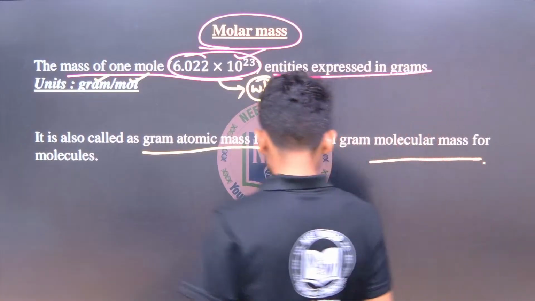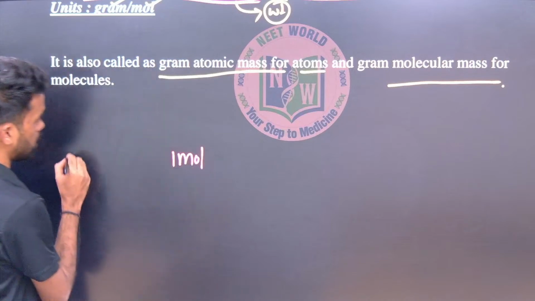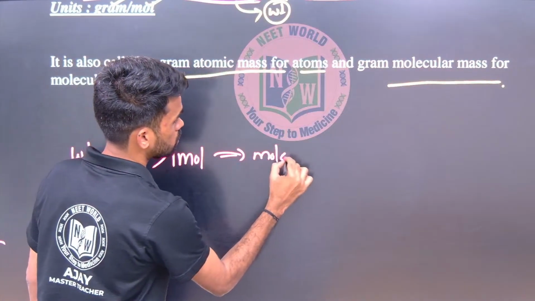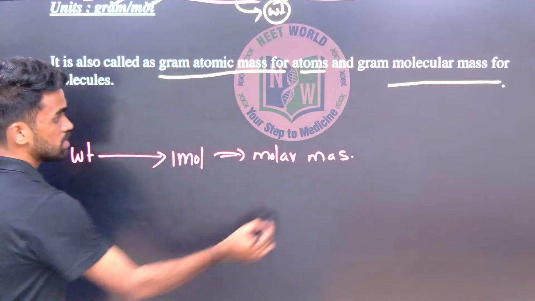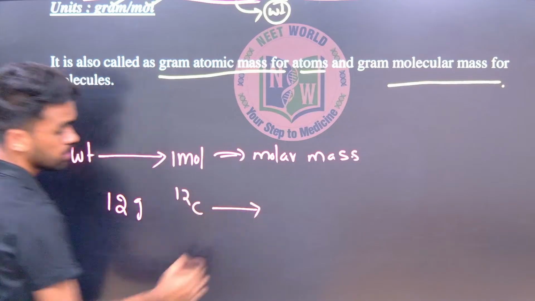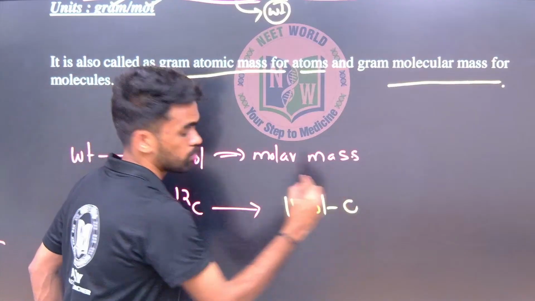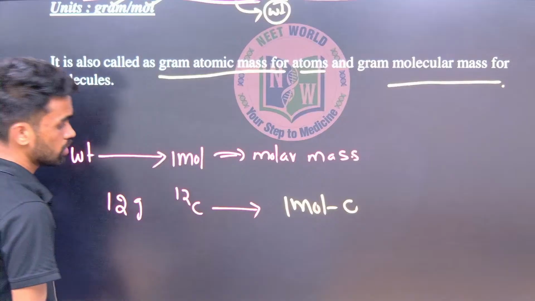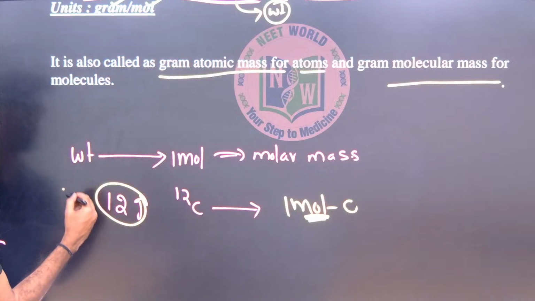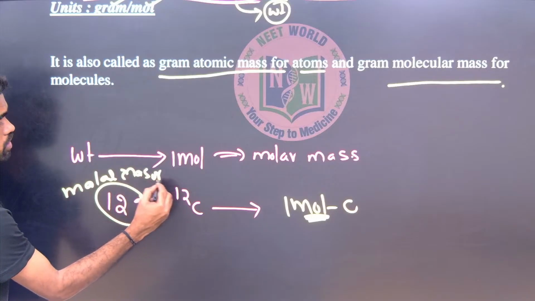Now look here. The weight of 1 mole of a substance is called molar mass. Just now you have seen that 12 grams of C12 carbon is taken. This 12 grams is nothing but 1 mole of carbon. The mass of 1 mole of carbon is 12 grams. This is also called the molar mass of carbon.